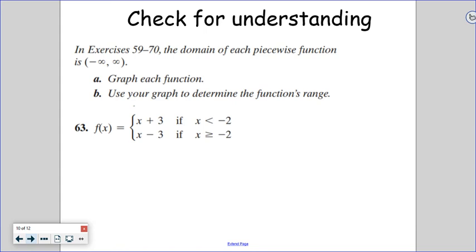All right, I'm seeing some great stuff as I walk around the room. Think about what you would answer for part B. How would you describe the range of this function? It is tricky, but the answer is not, but the thinking about it is. Yes.